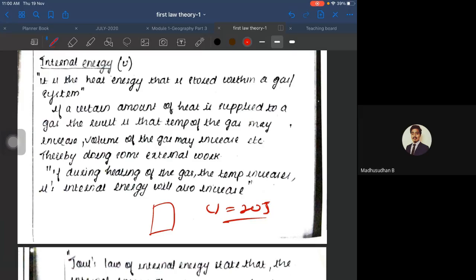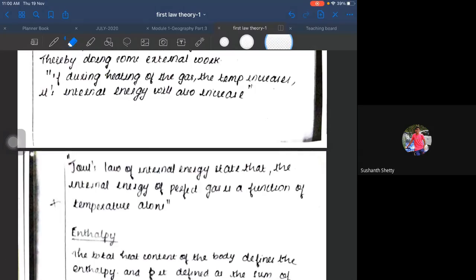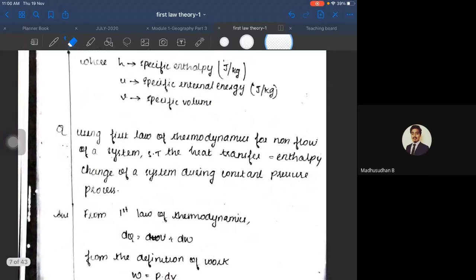Okay, Sushant Shetty. Sushant, if I want to change the internal energy of the system, which parameter should I change? Tell me. Temperature. Very good.